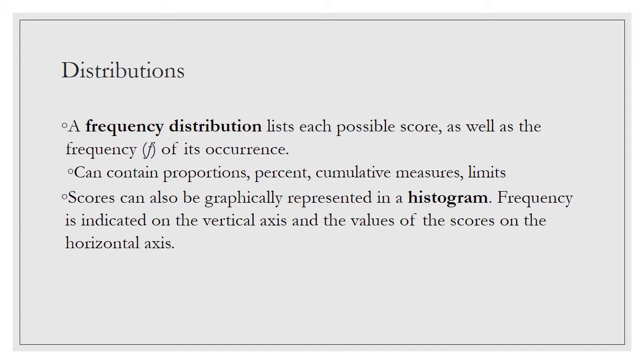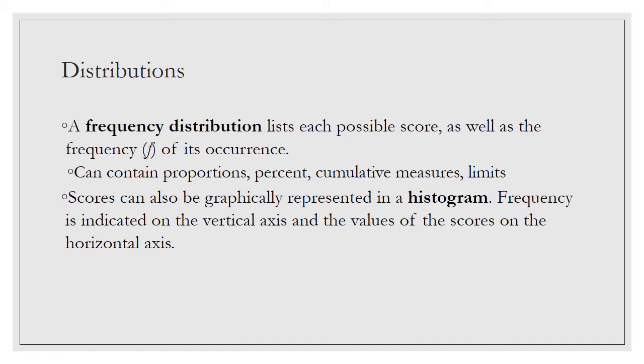Now we see variations on the frequency distribution. Often it will contain things like proportions or percents. We might also see cumulative measures and limits. We're going to focus on the very basics of our frequency distribution. You will also see frequency distributions that have every possible score listed, and also those that have collapsed over scores for visual appeal and for understanding of the data more at a glance.